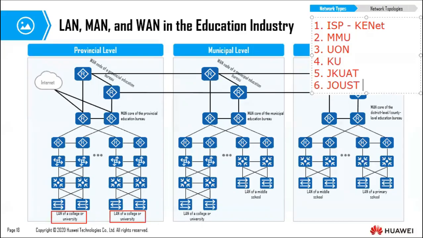So I'm just mentioning this so that you see the picture of how, for example, a metropolitan area network is formed. So yes, we have our network at MMU, but now it is the ISP that is going to interconnect all these networks together to form a MAN.